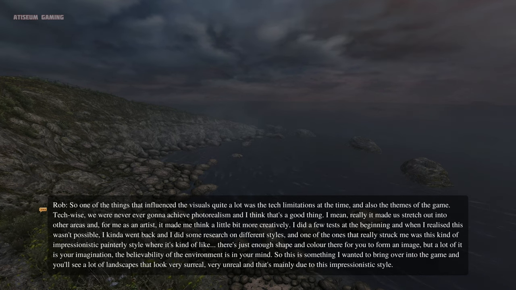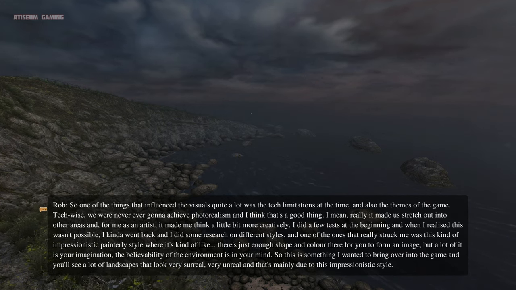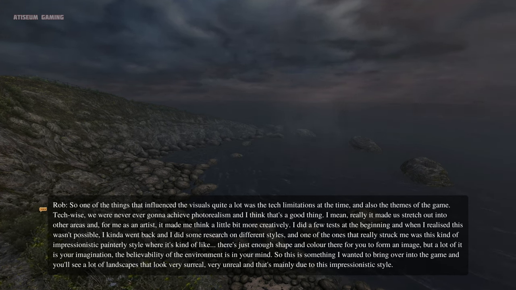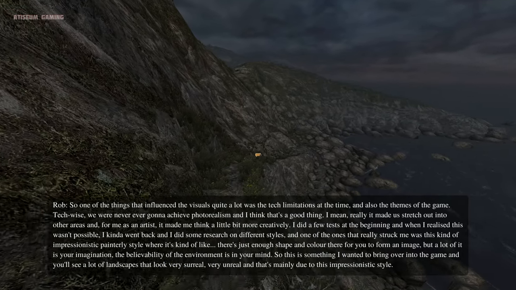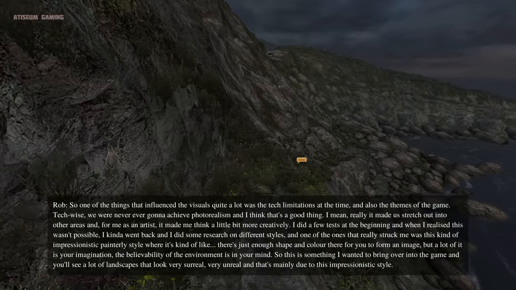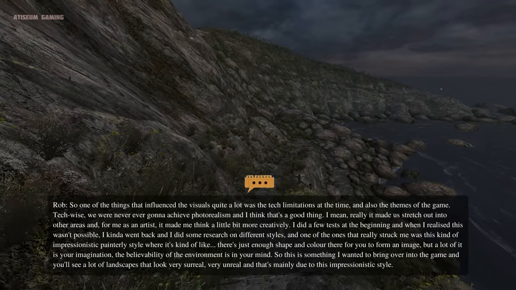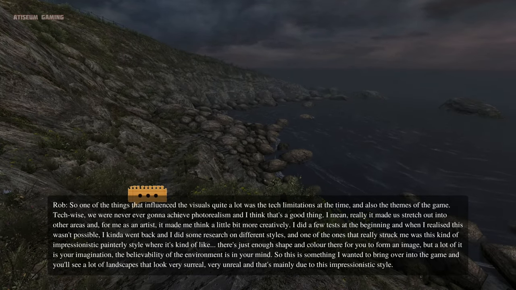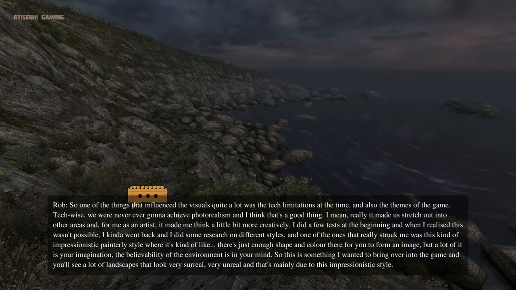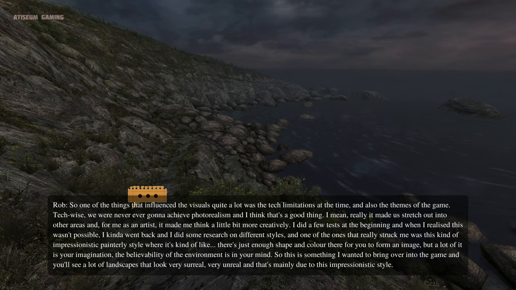I did a few tests at the beginning, and when I realized this wasn't possible, I went back and did some research on different styles. One that really struck me was this impressionistic, painterly style, where there's just enough shape and color for you to form an image, but a lot of it is just your imagination. The believability of the environment is in your mind. This is something I really wanted to bring into the game, and you'll see a lot of landscapes that look very surreal, kind of unreal, and that's mainly due to this impressionistic style.